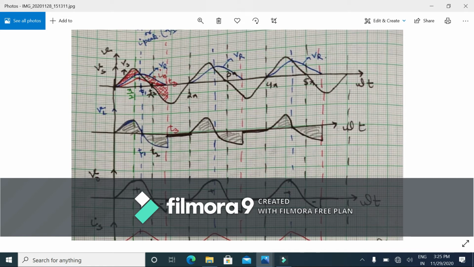But if you see here, there is some negative part also. I am showing a negative part in this first cycle too. That means the average output voltage is slightly lesser. The positive part is more as compared to the negative, so the net output voltage is reduced but is positive.